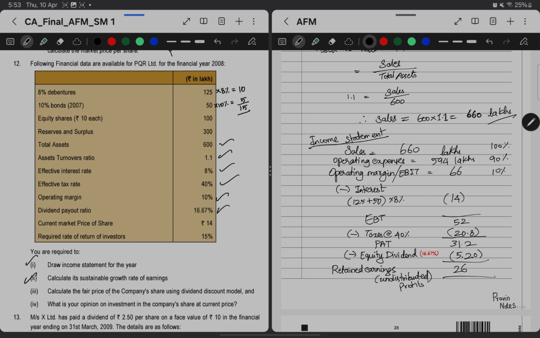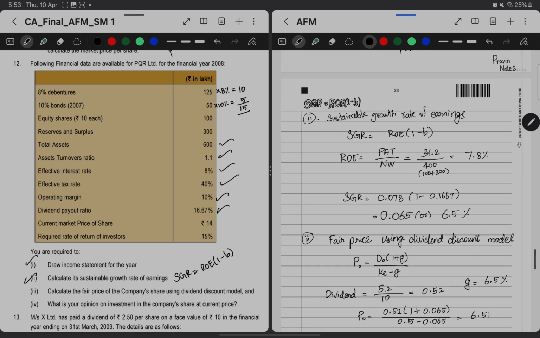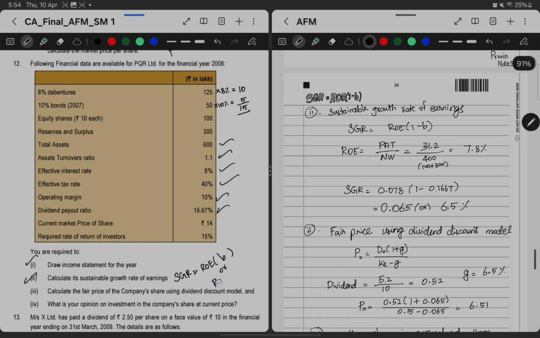Now sustainable growth rate of earnings they are asking. Sustainable growth rate is SGR, which will be ROE multiplied by 1 minus retention rate. So in our case, ROE multiplied by b, so 1 minus dividend payout ratio.